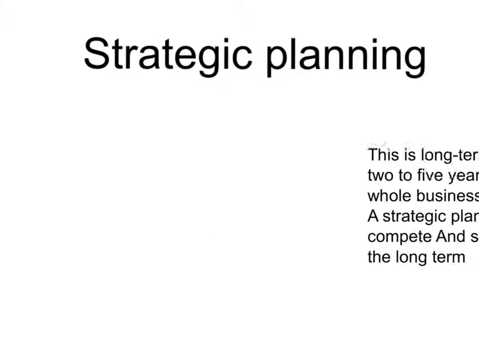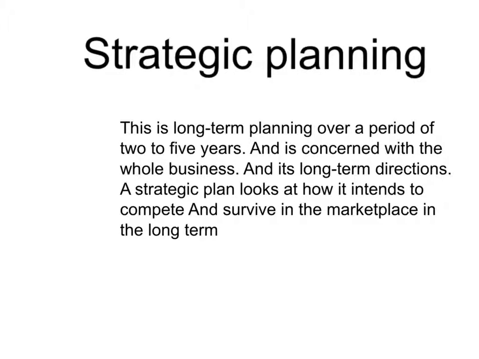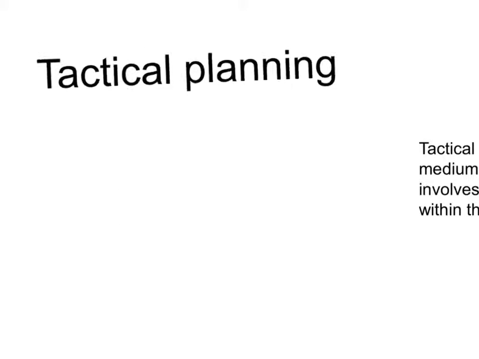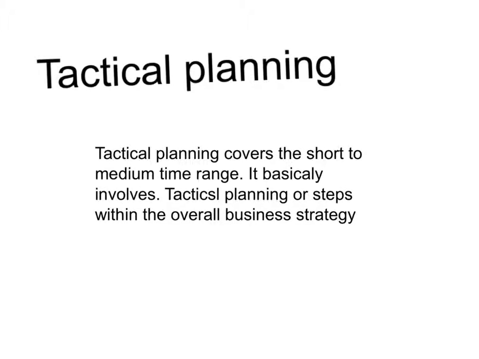Strategic planning. This is long-term planning over a period of 2 to 5 years and is concerned with the whole business and its long-term directions. Strategic planning looks at how it intends to compete and survive in the marketplace in the long term. Tactical planning. Tactical planning covers the short to medium time range. It basically involves tactical planning or steps within the overall business strategy.